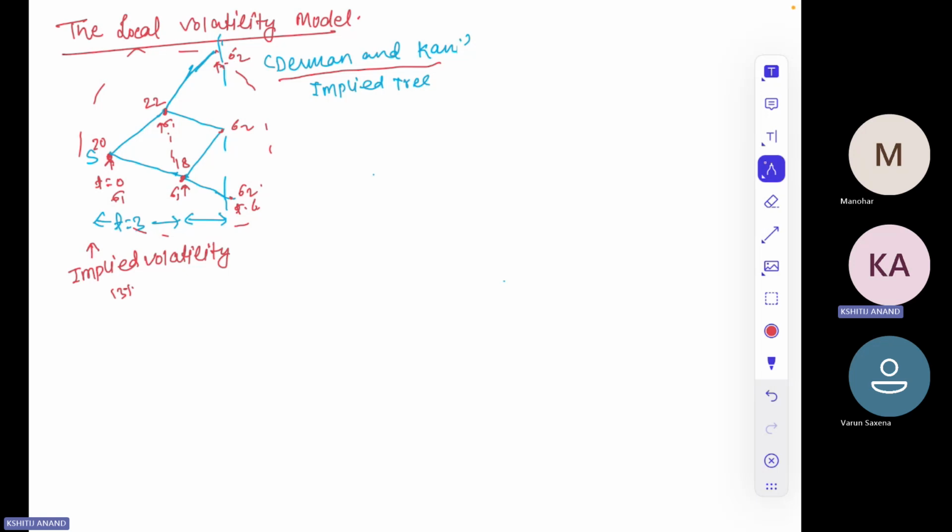So if you are here, right, you will be saying that local volatility is sigma and implied volatility also is sigma. There is no difference between these two terms, right? Because volatility was assumed constant.